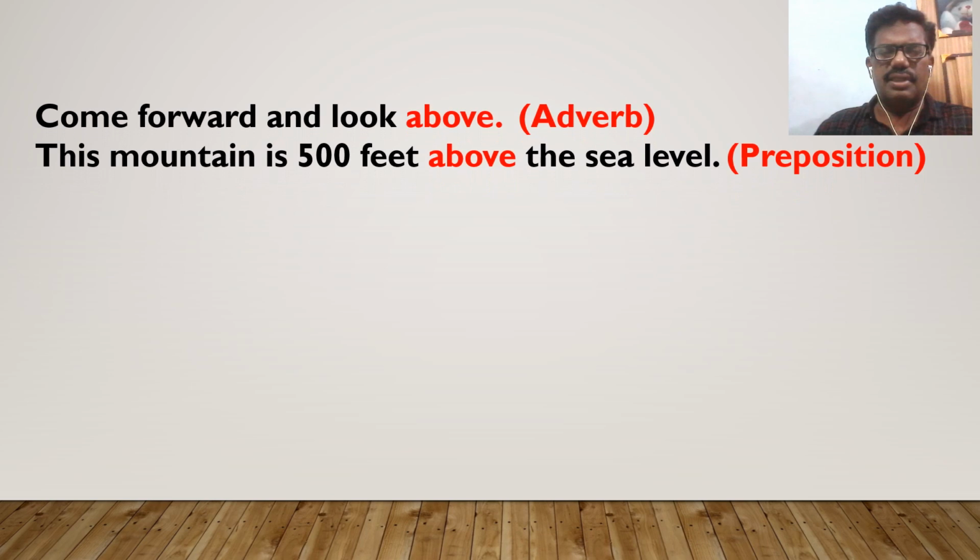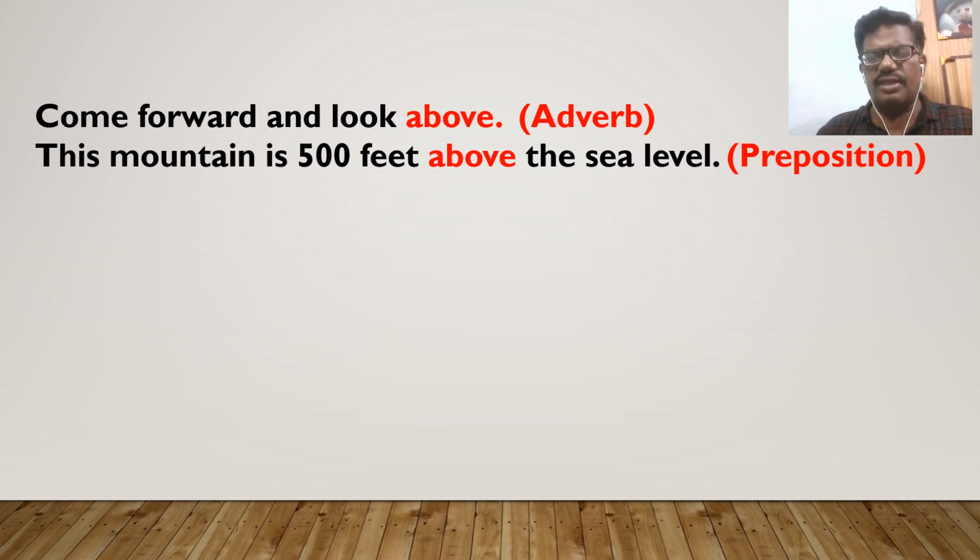Let's try these clues with some examples. In this set, the first sentence, come forward and look above. Here, above is called adverb because after above, we find nothing. No word is found after above, so it is an adverb. But in the second sentence, after above, we find a noun phrase, that is the sea level. So it is called preposition. Above tarvata ye vaadu ledu kabatti danni adverb ani. Rendo vakyamlo above tarvata oka noun phrase kanipistundi kabatti danni manam preposition ani antam.